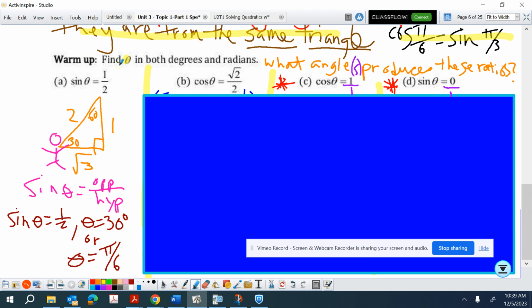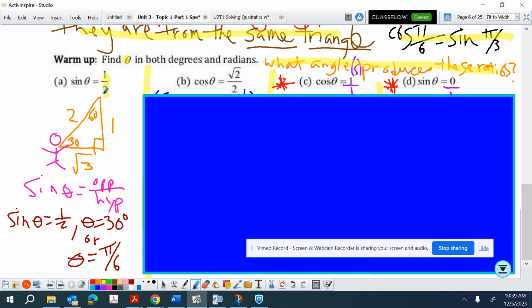But when they say find theta, that's like doing an inverse. They do not want you to find the ratio. They give you the ratio. They want you to find the corresponding angle that produces that ratio. What angle produces these ratios?